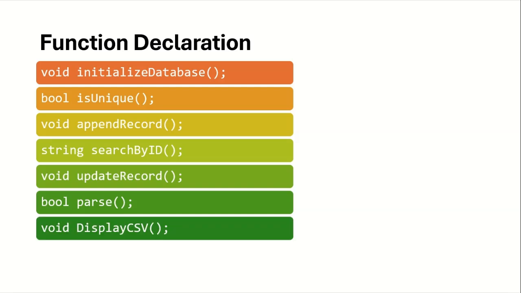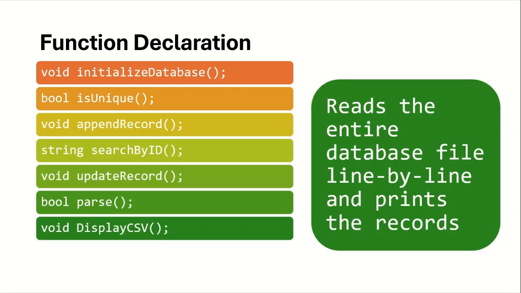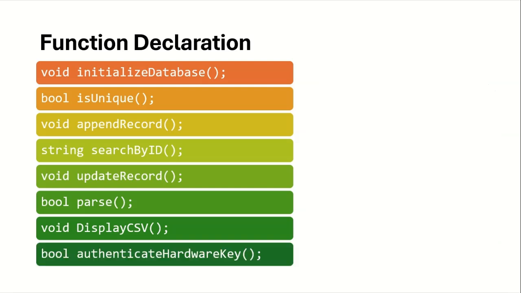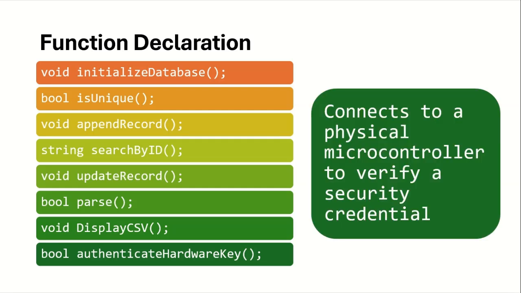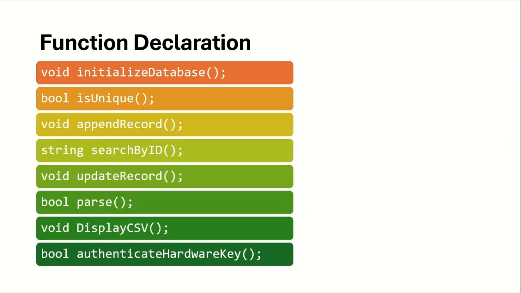So the next function is void display CSV. This is used to display the entire database of the file line by line and print the record. And this is another main function, the bool authenticate, the boolean return function that authenticates the hardware key. This is used to connect the physical microcontroller. This function will control the connection to the microcontroller and also check the key.